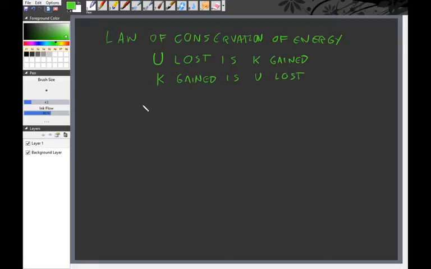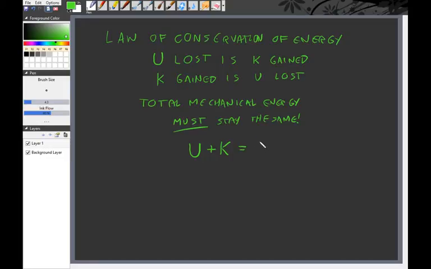In fact, if we add these two together, we have a new quantity we call the mechanical energy. And I'll tell you this, the total mechanical energy of a system must stay the same, okay? So what is total mechanical energy? Well, it's potential energy plus kinetic energy for a system. And the symbol for total mechanical energy is just capital E.